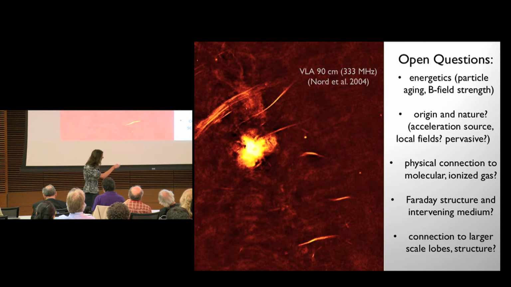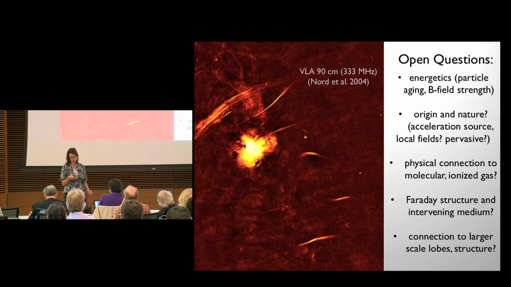The view toward the galactic center can give us insight into the intervening medium. You can also, once you correct for that, learn about the field in the filaments, but there, as we know, there are many components toward the galactic center which will contribute to very, very large rotation measures toward this region. And then ultimately, we want to understand the connection to these larger scale features in the galactic center.